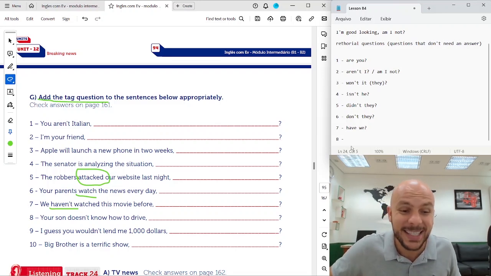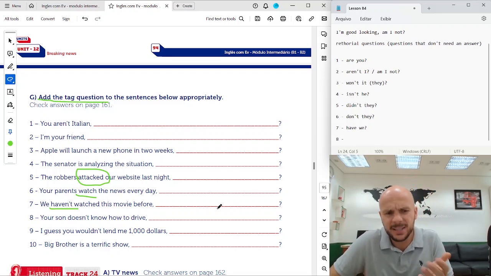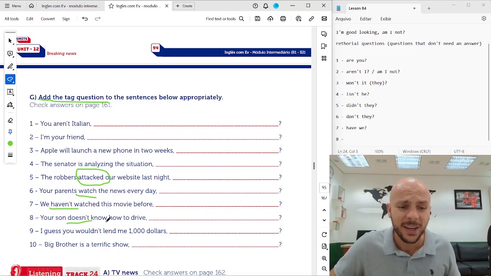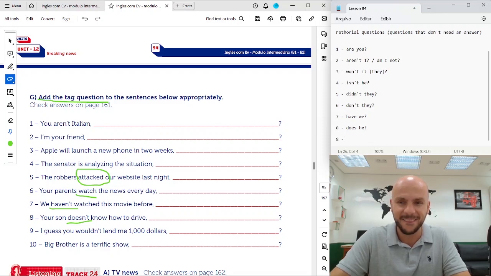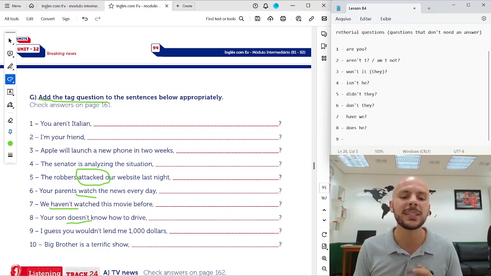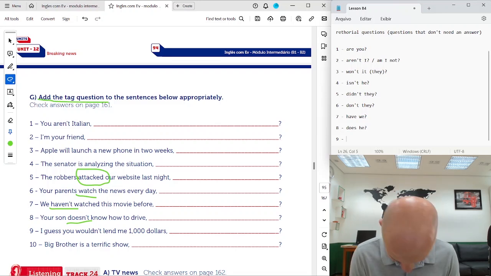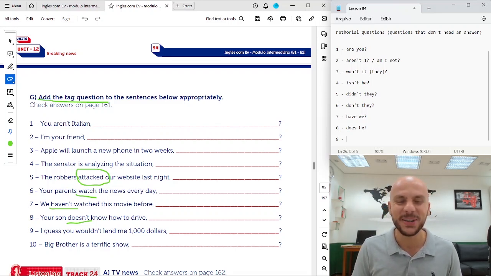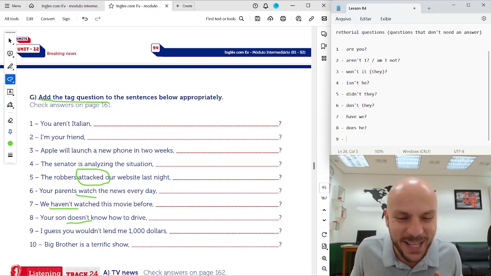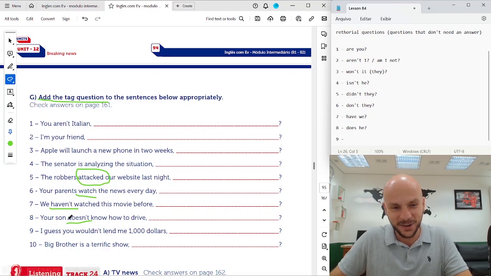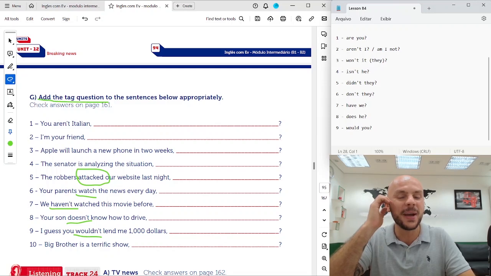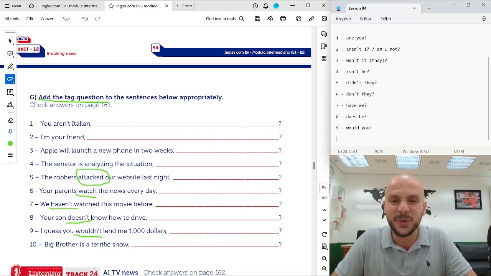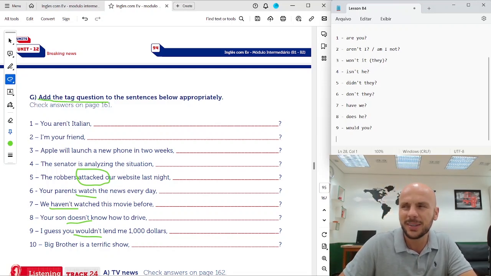Eight. Your son doesn't know how to drive. Easy. The auxiliary is here. Piece of cake. Your son doesn't know how to drive. Does he? Okay. Nine. I guess you wouldn't lend me $1,000. I was so creative when I wrote this book. Seriously, some sentences here are amazing. I guess you wouldn't lend me $1,000. The auxiliary is already here. Would you? A nice way to ask your friends to lend you money.